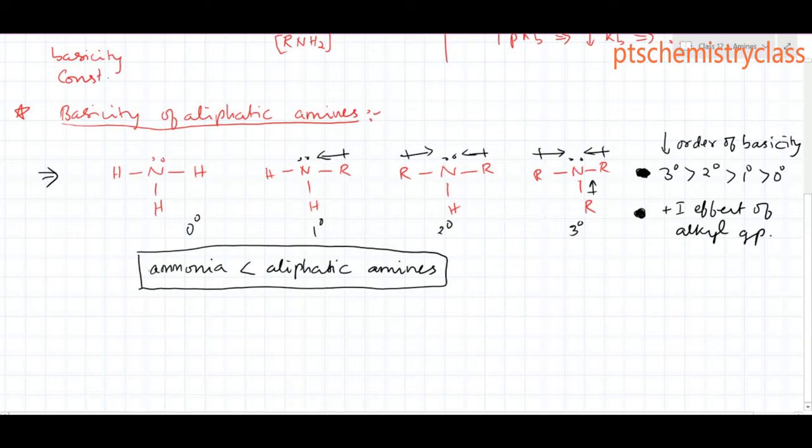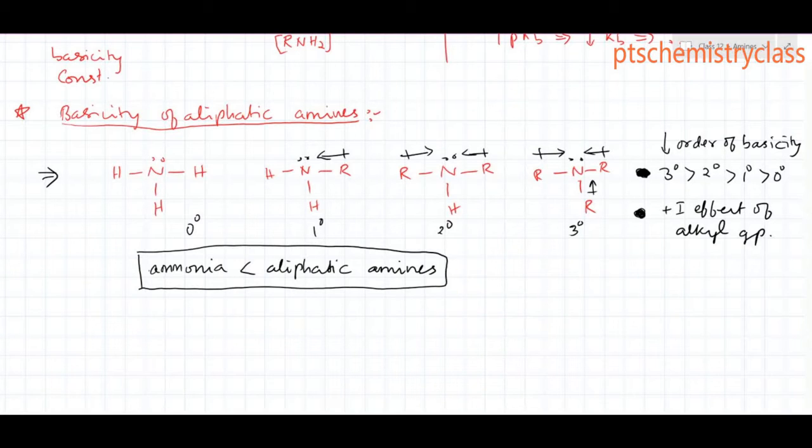Just like with carboxylic acids, we went to benzoic acid and compared the derivatives of benzoic acid, and we went to the ortho, meta, para, ortho effect. So the first basic assumption or understanding is that ammonia is less basic than aliphatic amines.